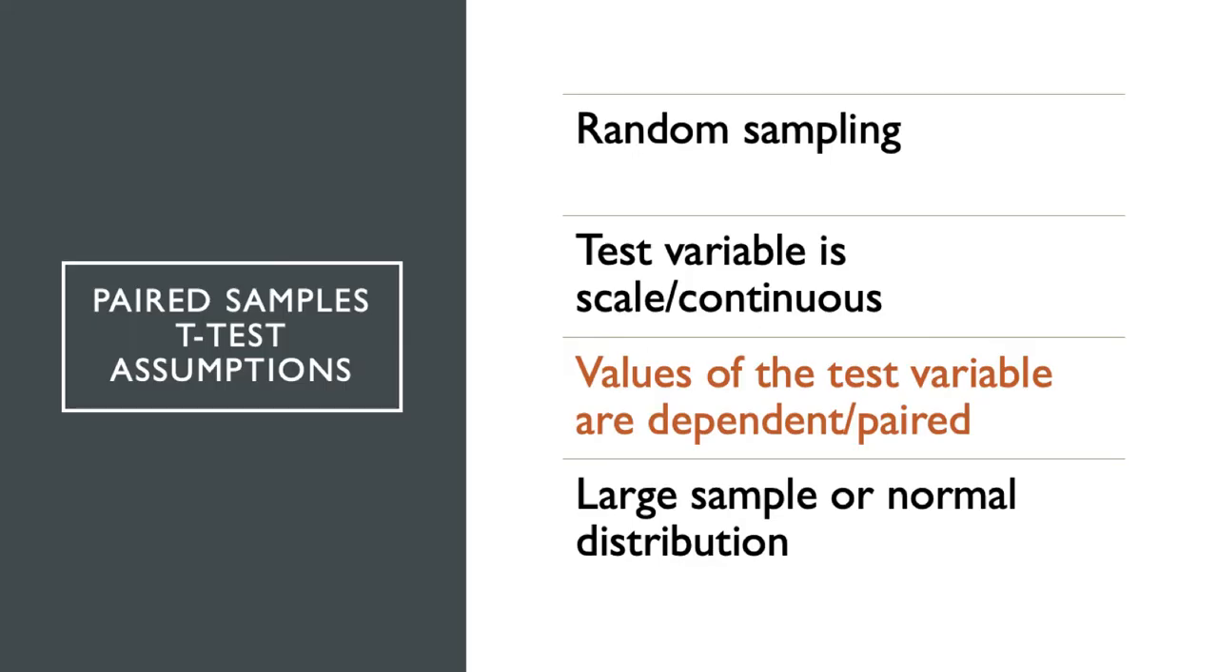The assumptions of a paired samples t-test include that the sample is recruited randomly, that the test variable is scale level of measurement, that the values of the test variable are dependent or paired, that is, if someone is in one group, they are also in the other, time 1 and time 2, and that there's a large sample, 30 or more observations, or that the scale variable you are testing is normally distributed.